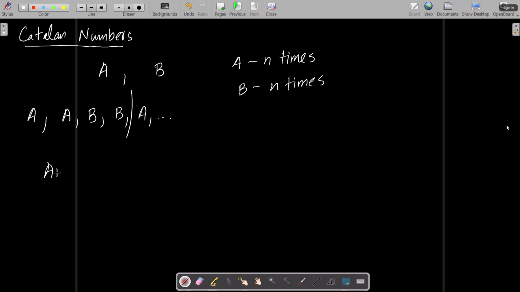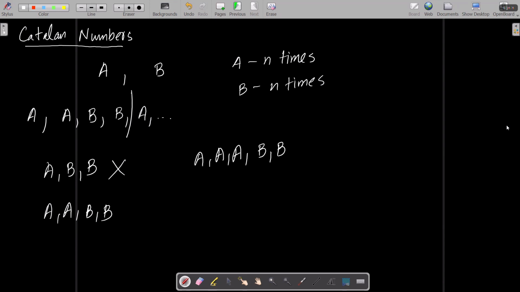So you can't have something like this, because you have done A for 1 time but B for 2 times. This is wrong. If you need to do B for 2 times, you need to do A for at least 2 times. It is okay to do A for 3 times and B for 1 time, or 2 times. That is really okay. But always during the process, the number of occurrences of A should be greater than or equal to the number of occurrences of B.